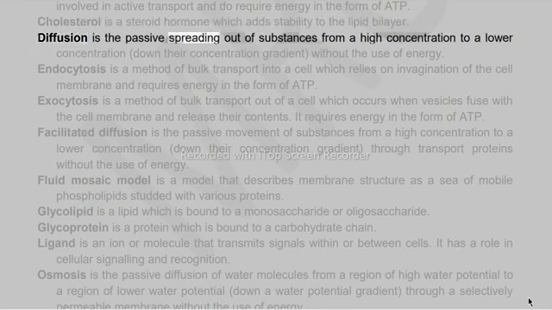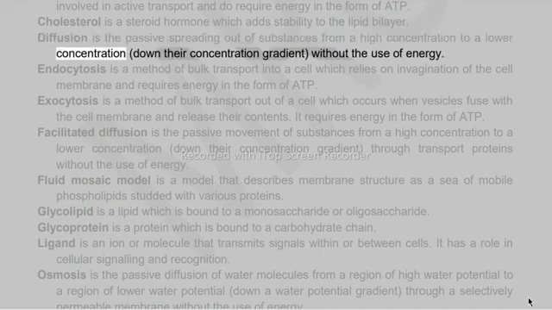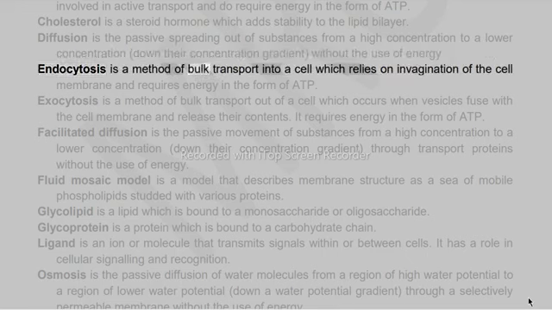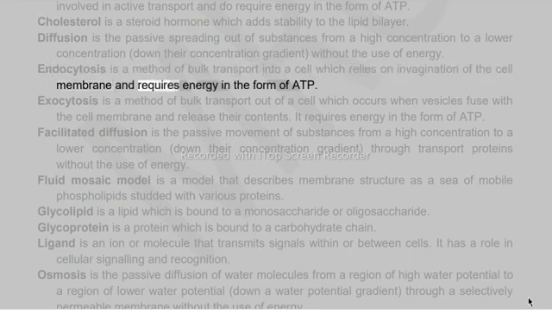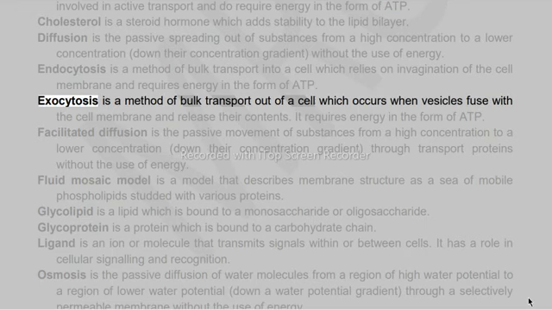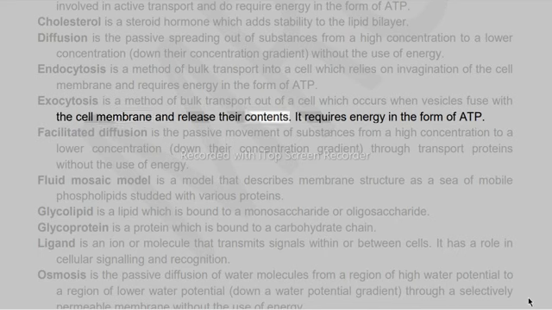Diffusion is the passive spreading out of substances from a high concentration to a lower concentration, down their concentration gradient, without the use of energy. Endocytosis is a method of bulk transport into a cell which relies on invagination of the cell membrane and requires energy in the form of ATP. Exocytosis is a method of bulk transport out of a cell which occurs when vesicles fuse with the cell membrane and release their contents. It requires energy in the form of ATP.